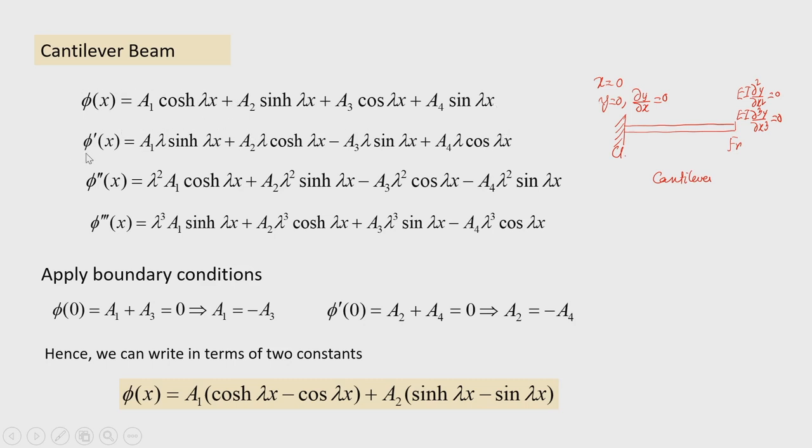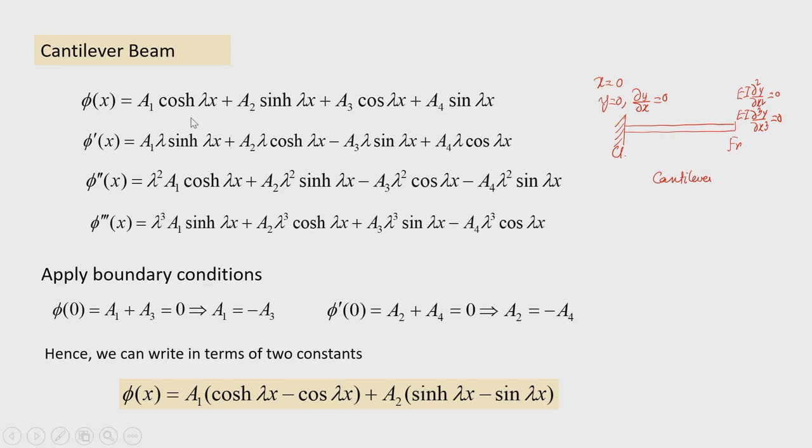This is the basic function that we have found from the solution of the differential equation. Then the first derivative, that is the slope d phi by dx. Then this is the second derivative, d square phi by dx square. Then it is the third derivative, d cube phi by dx cube. So all the derivatives are shown here, and you can see that in the first derivative, coefficient lambda is appearing. In the second derivative, lambda square is coming, and in the third derivative, lambda cube is coming.